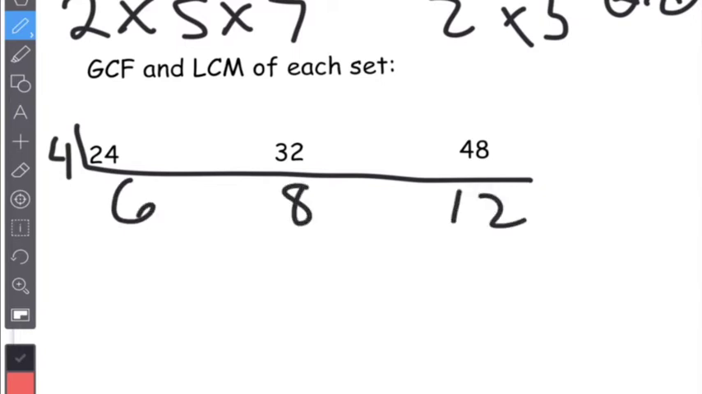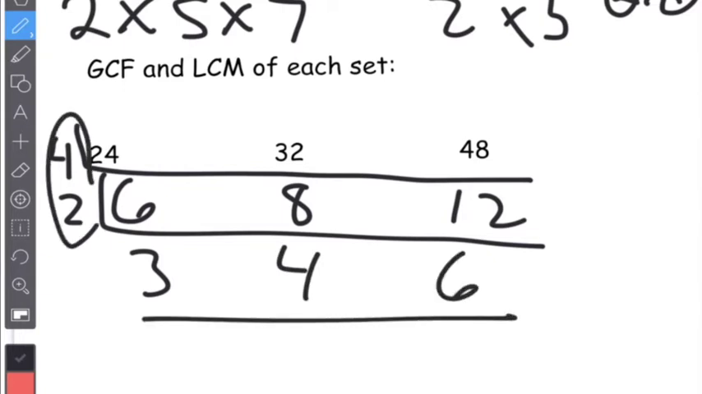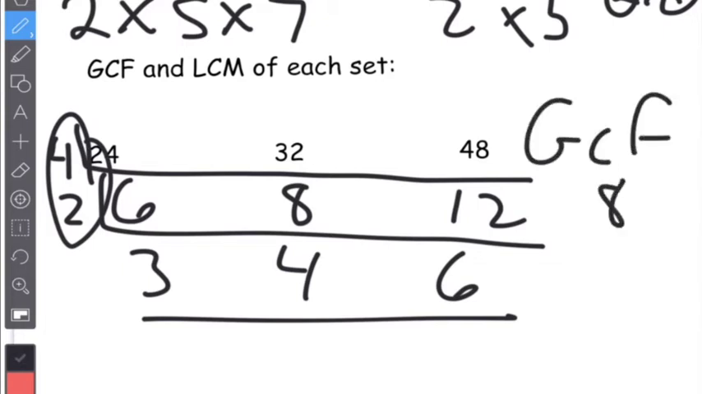I notice I could divide again by 2. So 6 divided by 2 is 3, 8 divided by 2 is 4, 12 divided by 2 is 6. Nothing else can go into the bottom numbers. So it's 4 times 2, so the GCF would be 8. Now, let me just erase these.